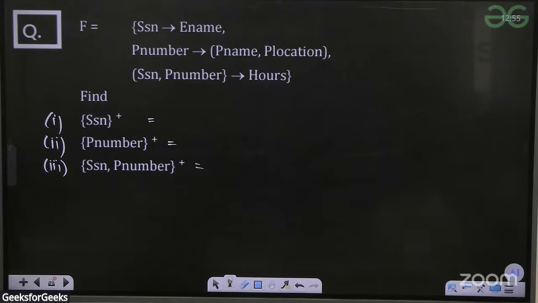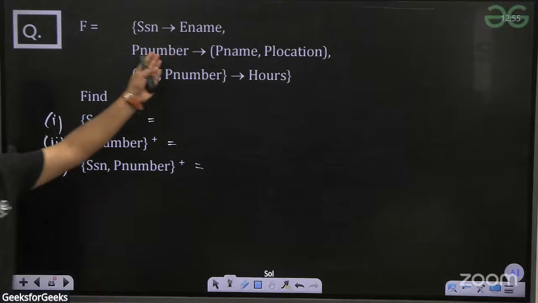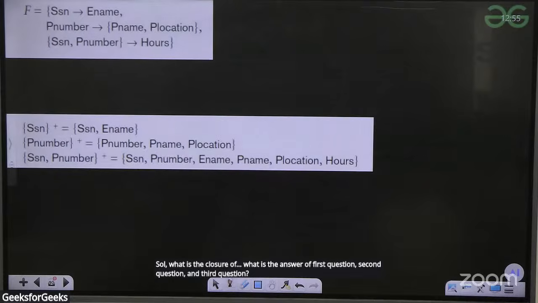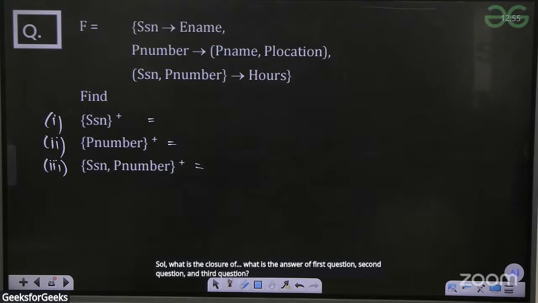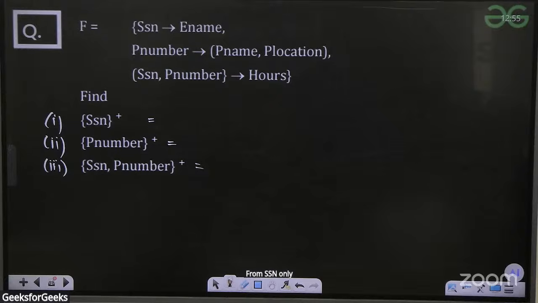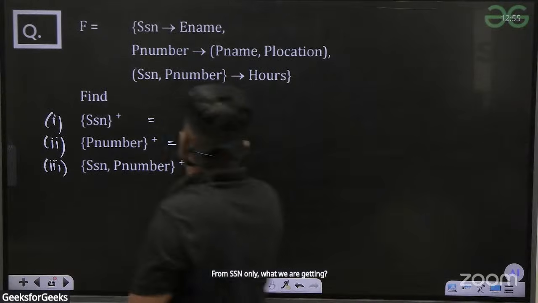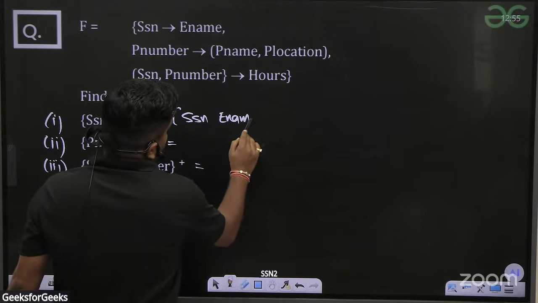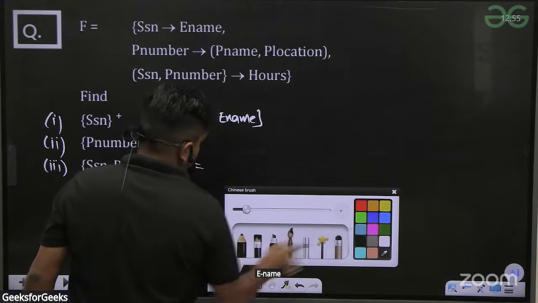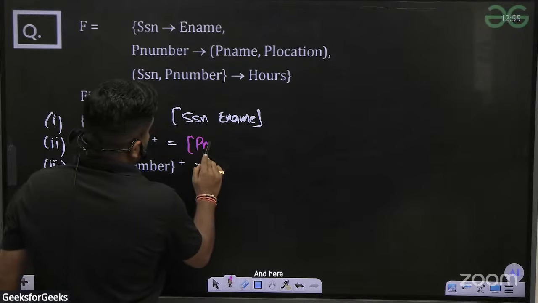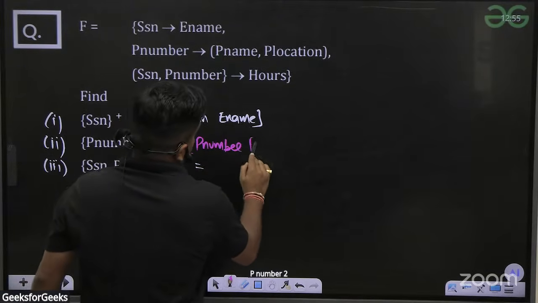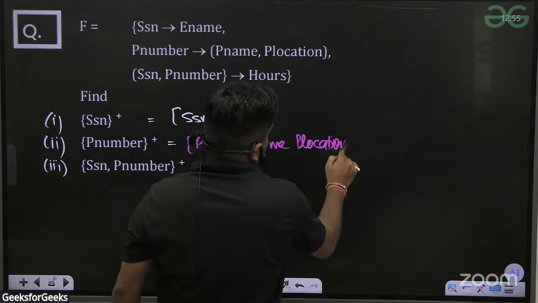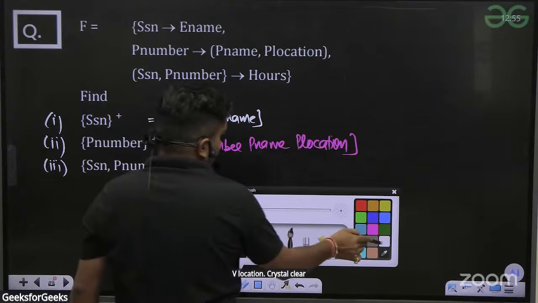Note down please. Solve. What is the answer of the first question, second question and third question? From SSN only, what are we getting? SSN to E name. And here P number 2, P name, P location. Crystal clear? Now what is the answer for this one?